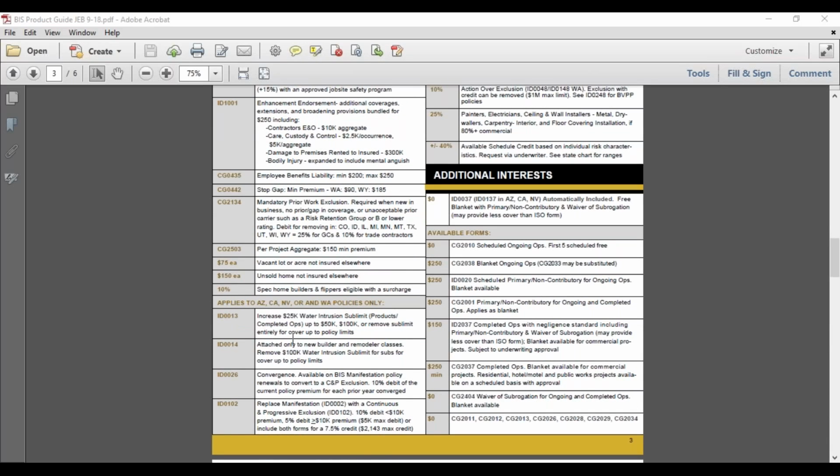This is important. We have the occurrence and aggregate normally at 1 million and 2 million, but for water intrusion, we do sublimit it at $25,000. The water intrusion sublimit applies to products completed ops when there is an intrusion from the outside to the inside.